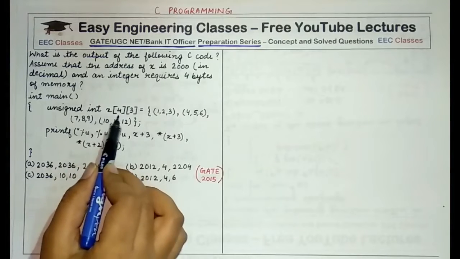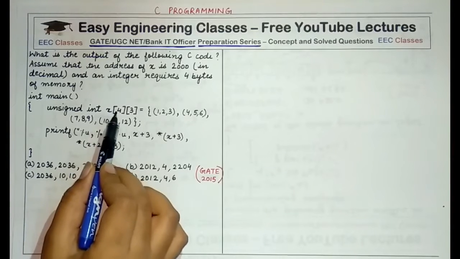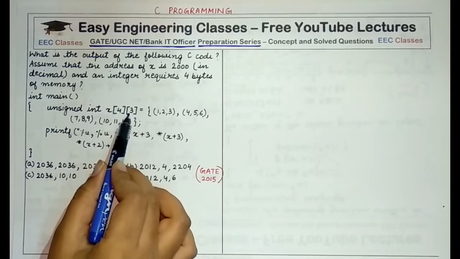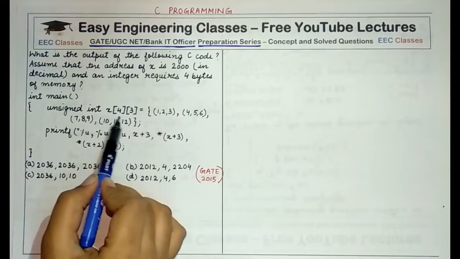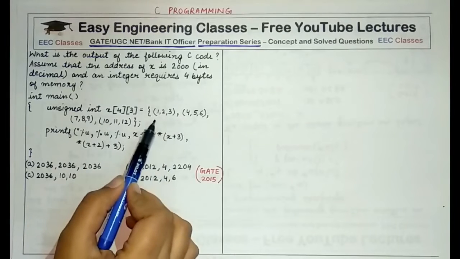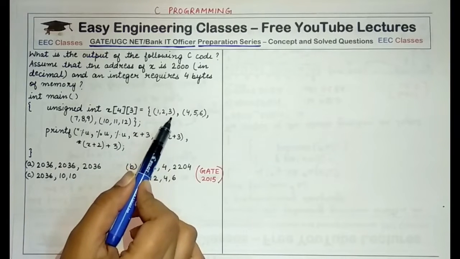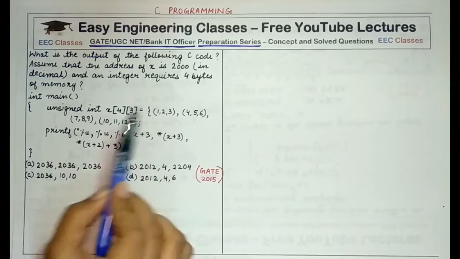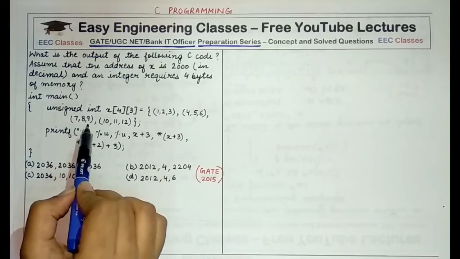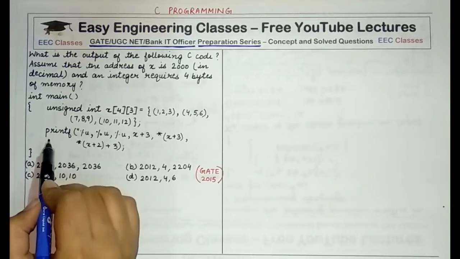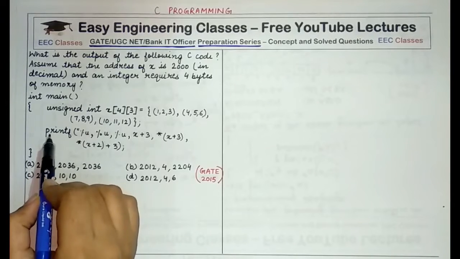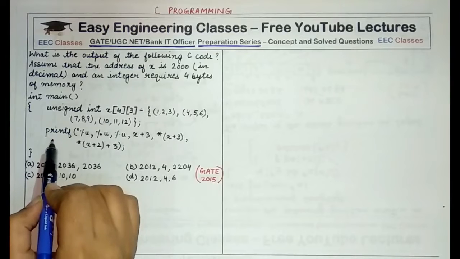That means this is a 2D array named X which has 4 rows, each having 3 columns, and you are given that this 2D array is initialized with the values 1 to 3 in row 1, 4, 5, 6 in row 2, 7, 8, 9 in row 3, and 10, 11, 12 in row 4. And you have to find out what would be the output of this printf statement.